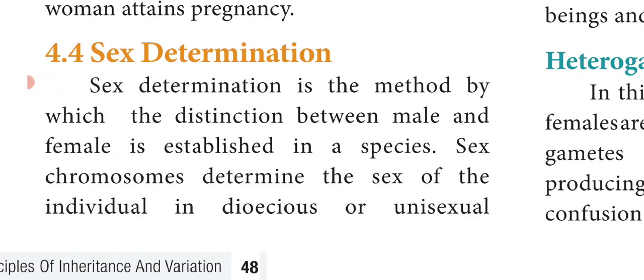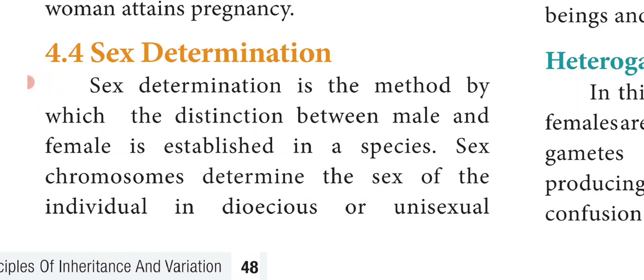The chromosomes other than the sex chromosomes of an individual are called autosomes. Autosomes determine the somatic characters, that is the body characters, and the allosomes determine the sex of the individual. So allosomes means they are sex chromosomes.